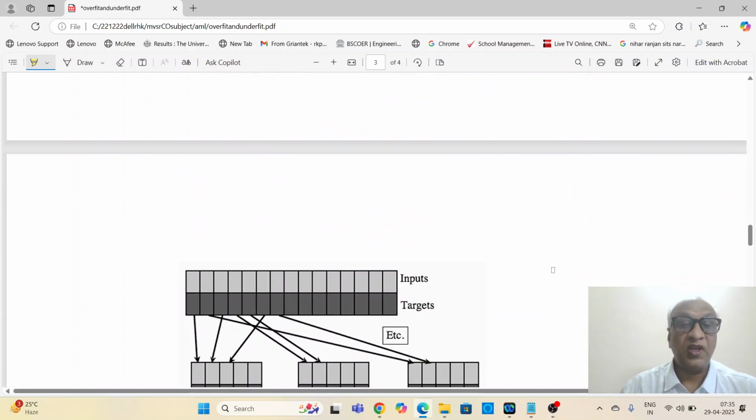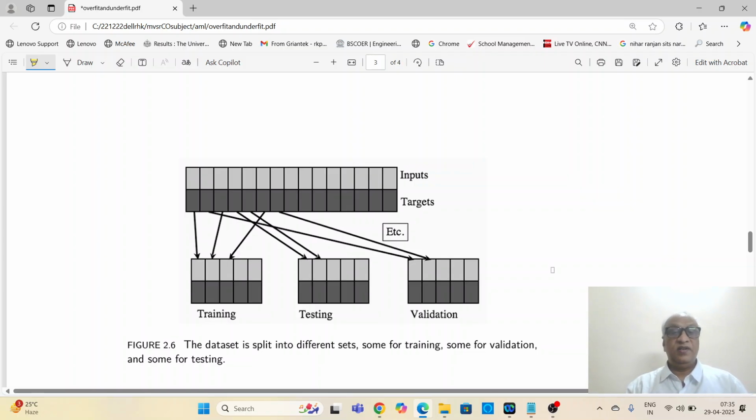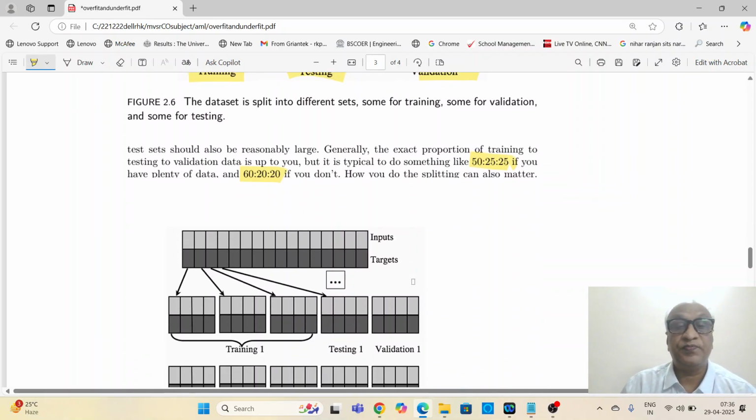Now you can see here, as I mentioned, any machine learning model has to be first trained, then tested, then validated, then its performance will be checked. For this, what we already mentioned was you are dividing your data set into a training data set, testing data set, and validation data set. Maybe as mentioned there, 50, 25, 25 or 60, 20, 20% division can be possible.